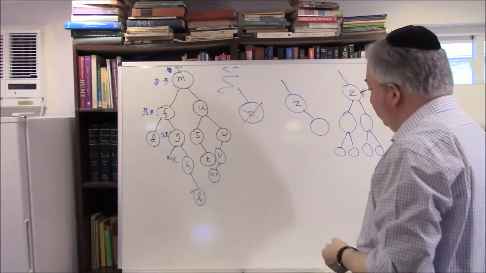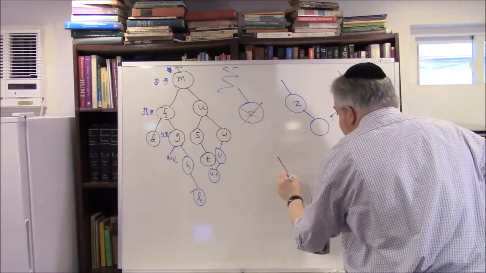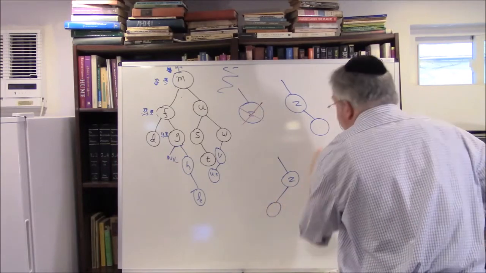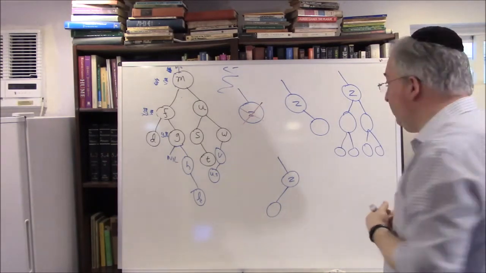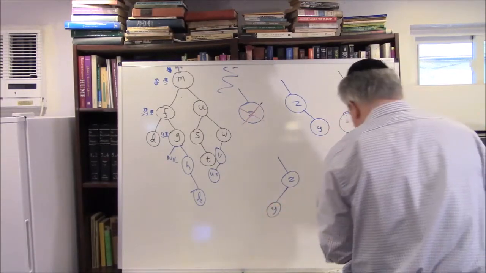Another thing that could happen is he could have one child. Now, there are two possibilities of having one child. You could either have one child over here or one child over there. Either way, it's not hard. I'm going to call the one child, let's say, Y.